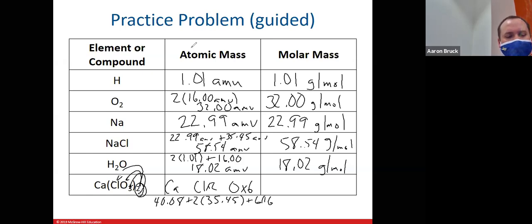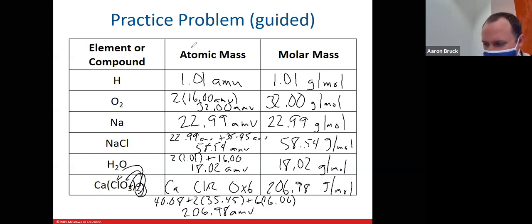6 times 16.00 here. So I have to do all of that math together. 40.08 plus 2 times 35.45 plus 6 times 16 gives 206.98 AMUs for an individual molecule, and 206.98 grams per mole for a mole of that stuff.